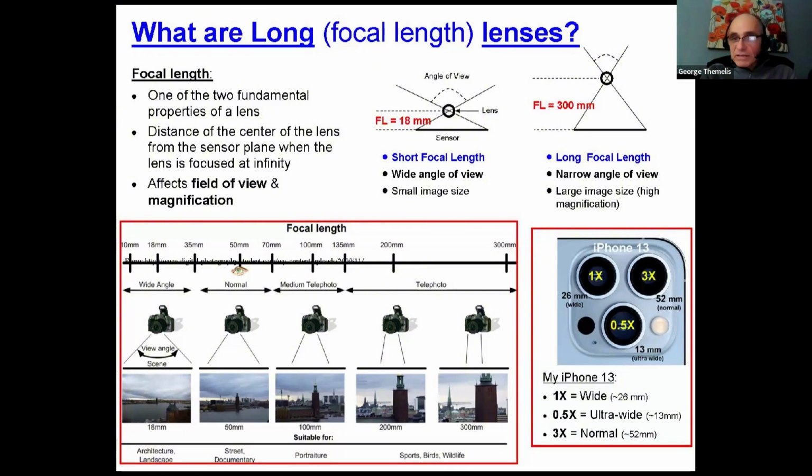And by the way, I have to say that my iPhone 13 has three lenses. The difference is that each lens is a different focal length, but they're named 1x, 0.5x, 3x, things like that. But if you look at the numbers, I realize that the one they consider a telephoto lens is a 52 millimeter focal length. It's really more like a normal lens. It's not a very strong telephoto.